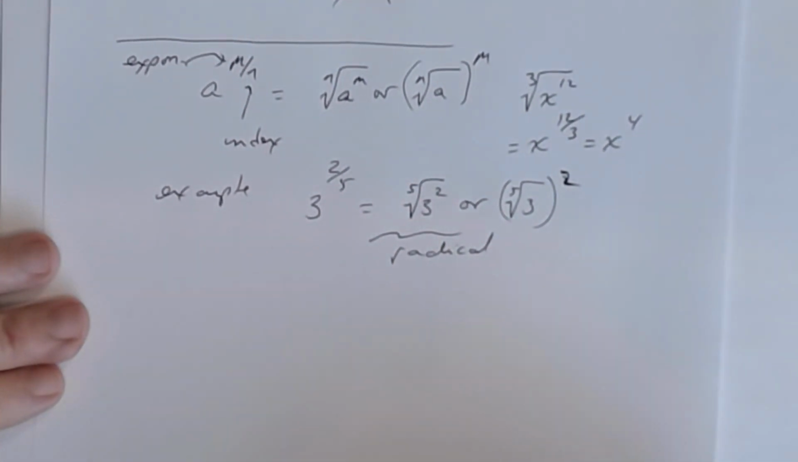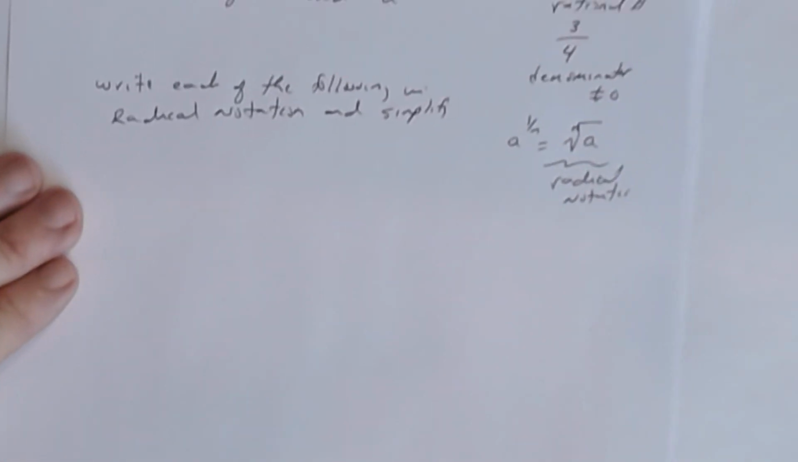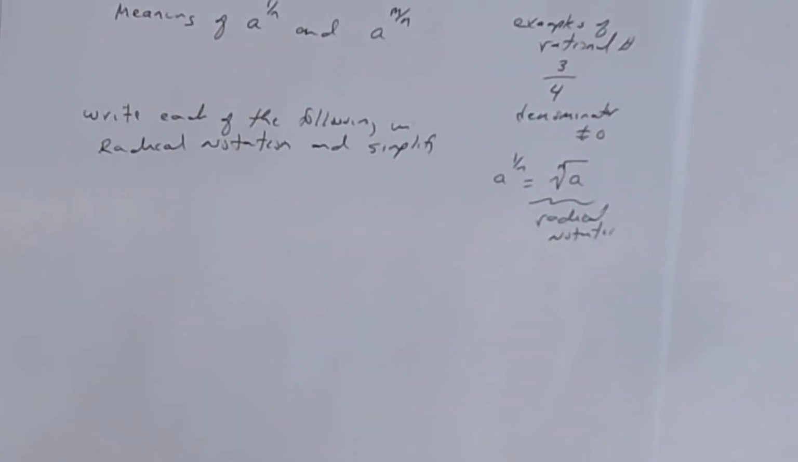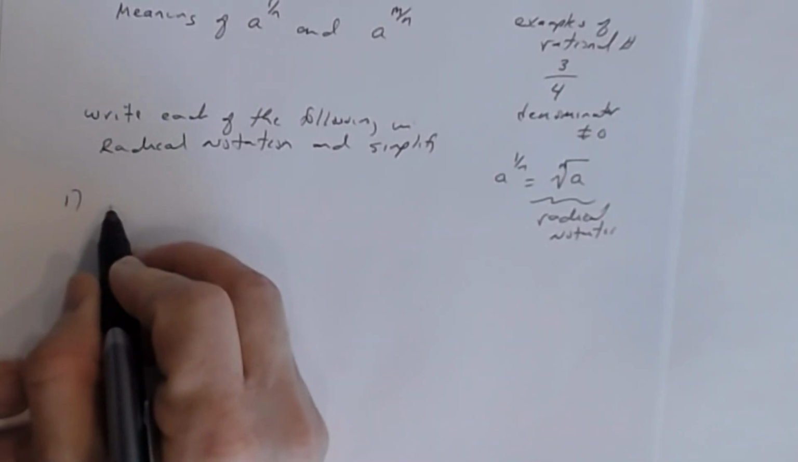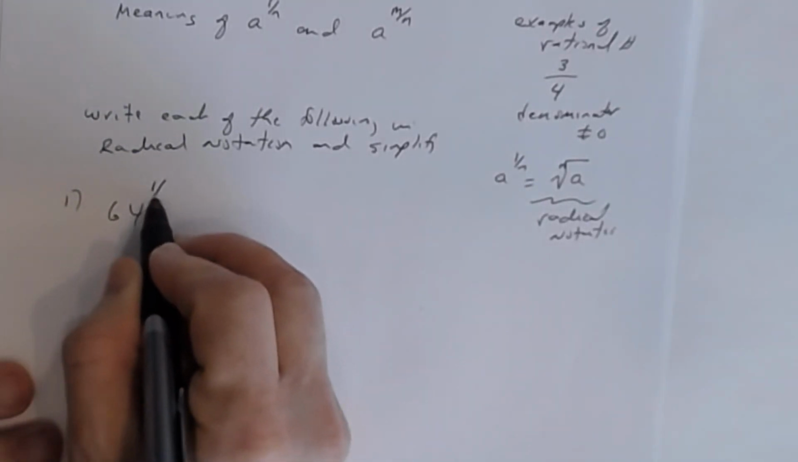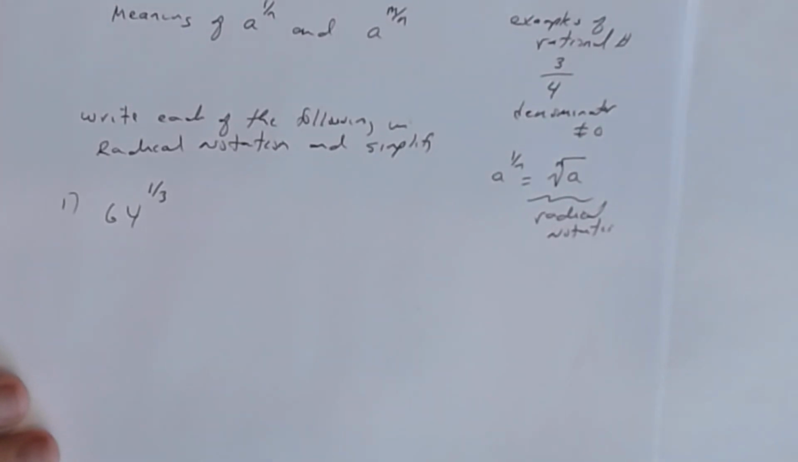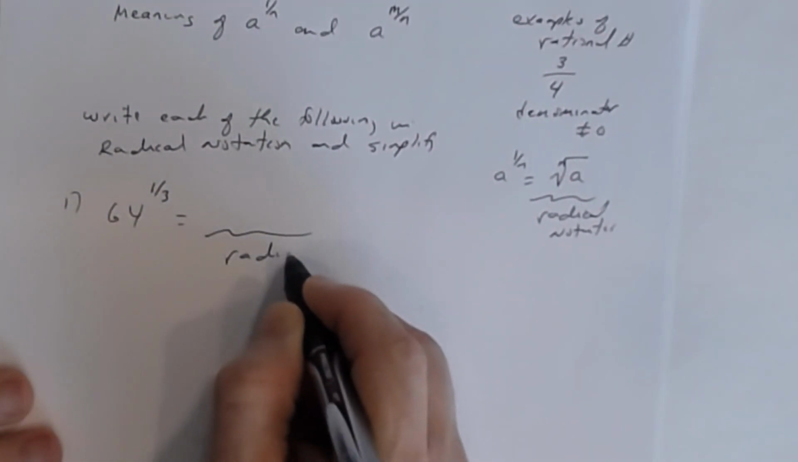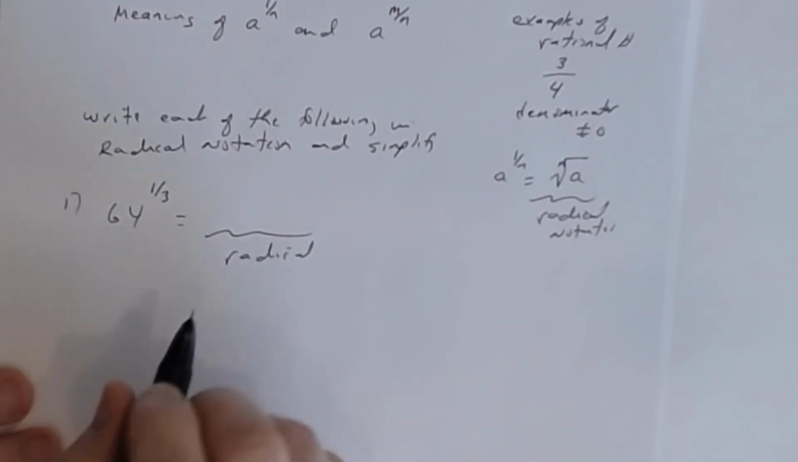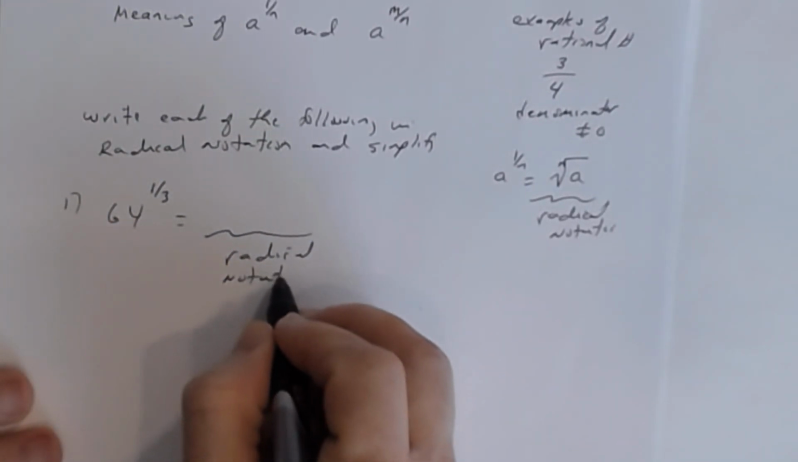Okay, so let's look at some examples. Here are the directions: write each of the following in radical notation and simplify. All right, number 1. 64 raised to the 1/3 power. Okay? Radical notation. The worksheet you're going to have will say put in radical notation. So this is radical notation.